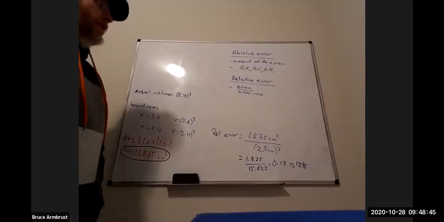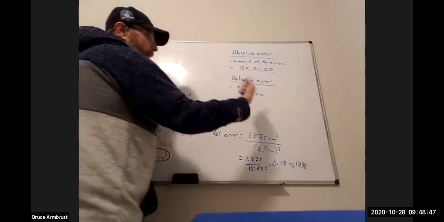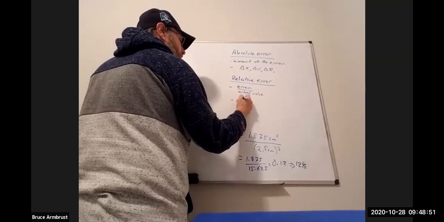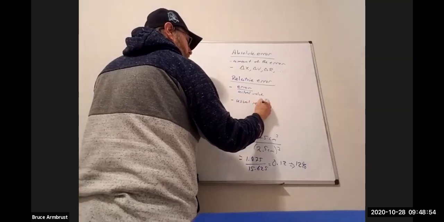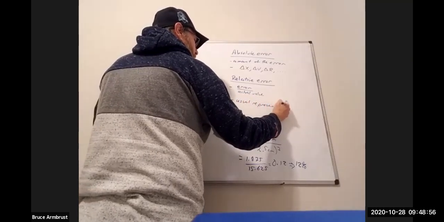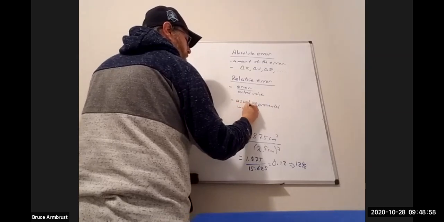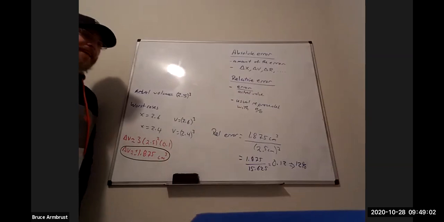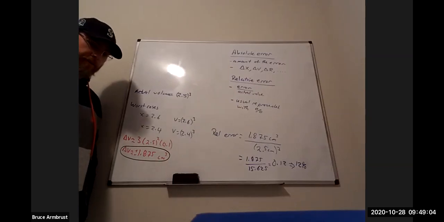I got 0.016. Wait, oh wait, never mind, I put an extra one. Okay. All right, so this is error divided by actual value, and we usually represent it as a percentage. So we'll talk about what percent our error is.